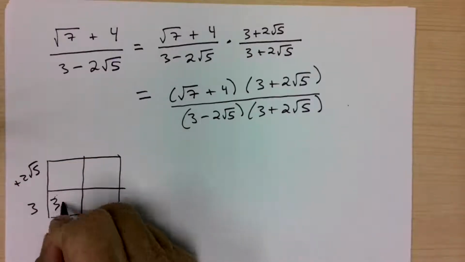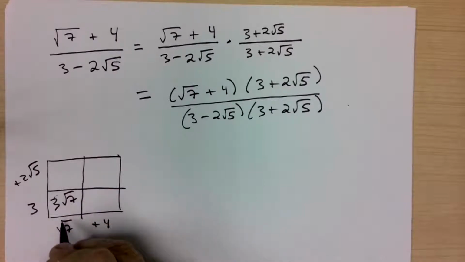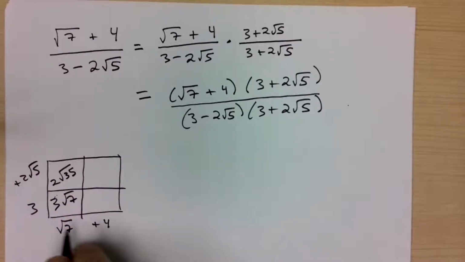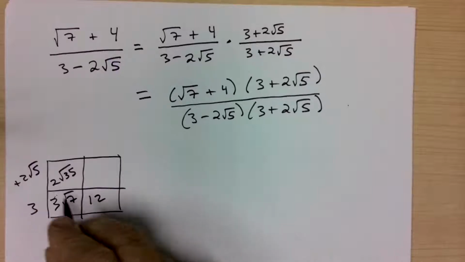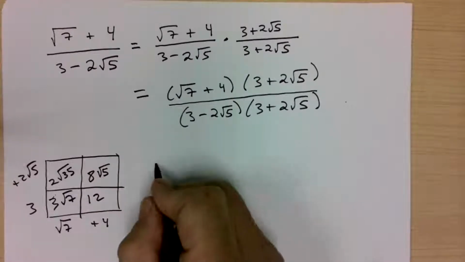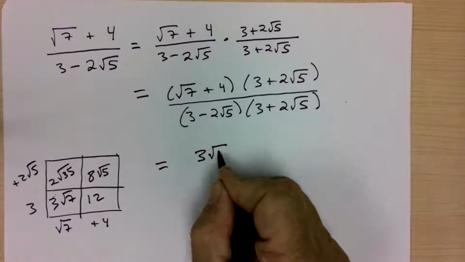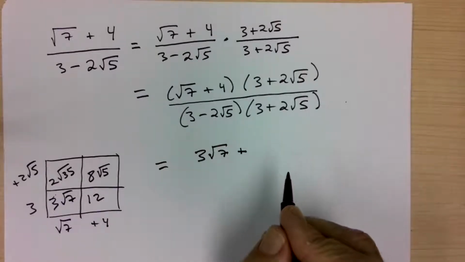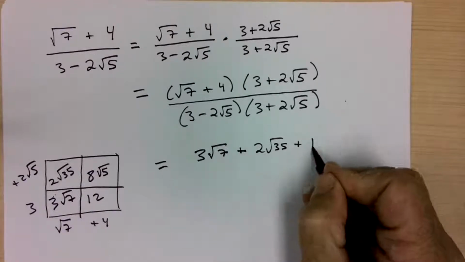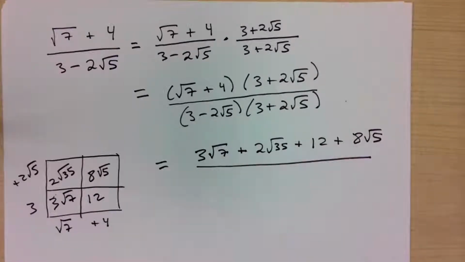3 times root 7 is 3 root 7. 2 root 5 times root 7 is root 5 times root 7, root 35, 2 root 35. 4 times 3 is just 12. 4 times 2 root 5, 4 times 2 is 8, times root 5 is 8 root 5. So on top, adding all this up, and the order doesn't really matter, 3 root 7 plus 2 root 35 plus 12 plus 8 root 5, all over what's on the bottom?